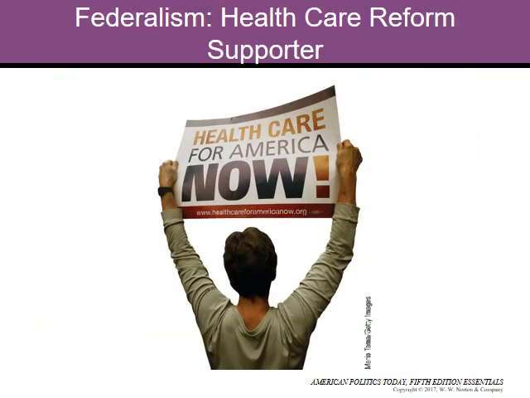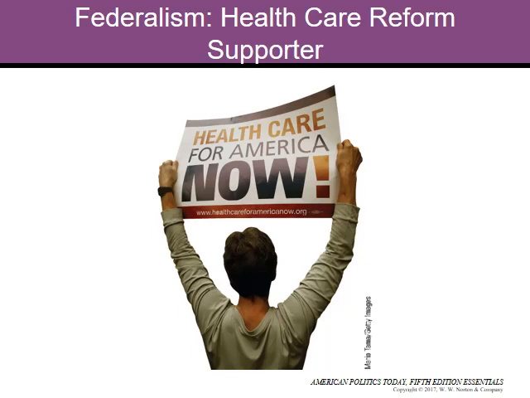In the debate over health care reform and the Affordable Care Act, or Obamacare, supporters of nationalized health care have argued that the federal government could do a better job than the patchwork of state policies that have happened over the years to ensure that all Americans receive sufficient care.